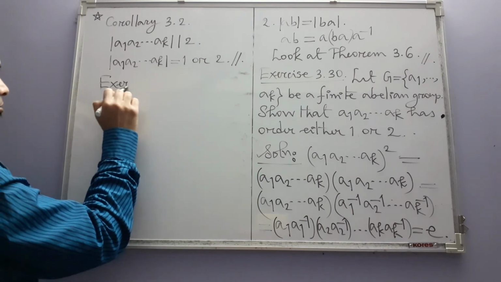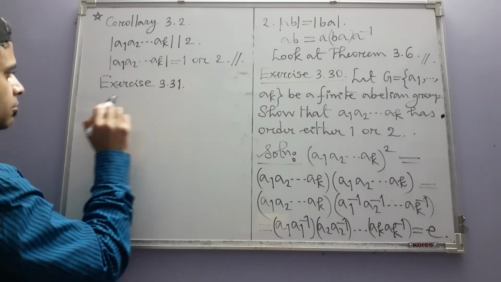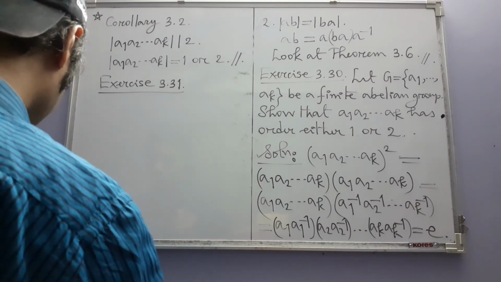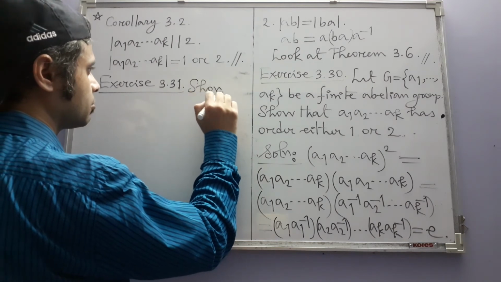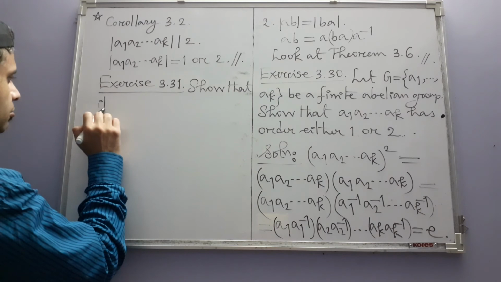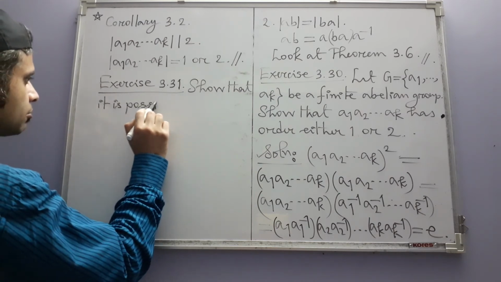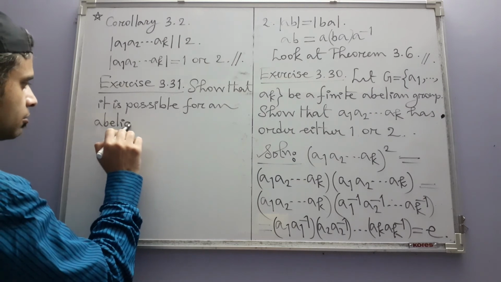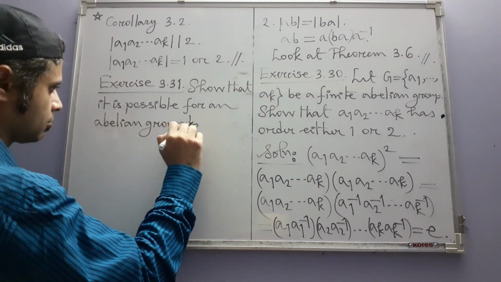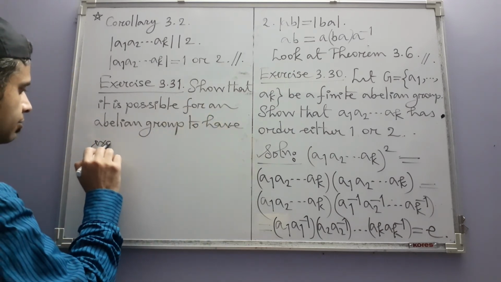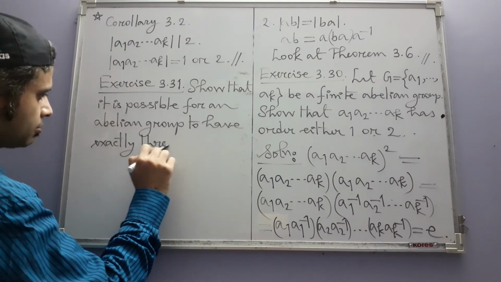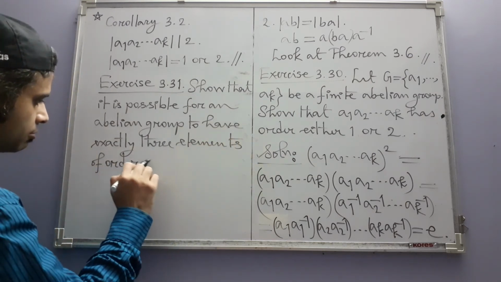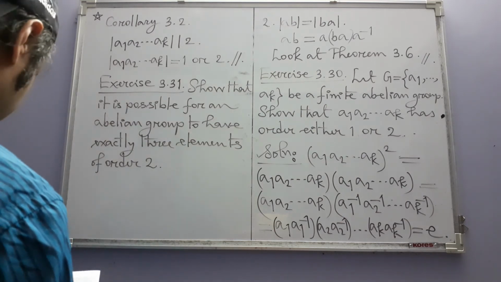Next, show that it is possible for an abelian group to have exactly 3 elements of order 2, but not exactly 4 elements of order 2.